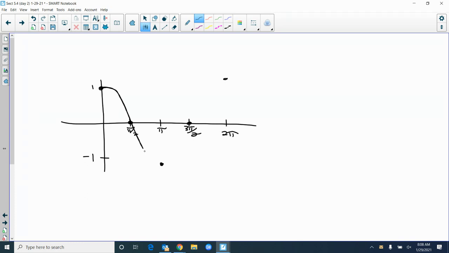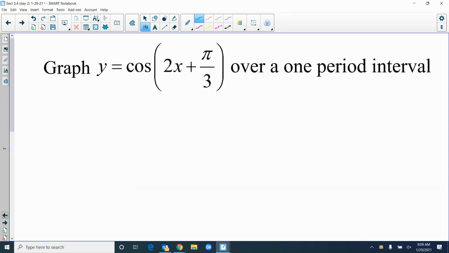So it looks like this. Don't draw it as a V, because it keeps going. But that's what our graph looks like. I need one cycle. I need these 5 key points. We know the coordinates of these, but they're going to change based upon the graph.